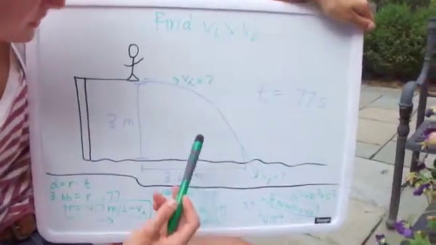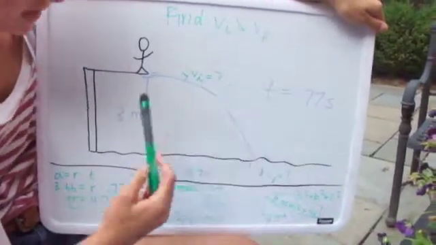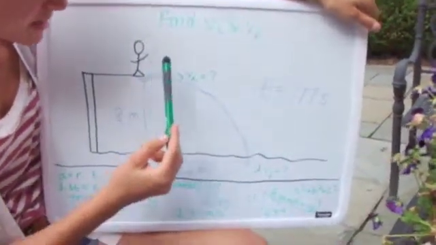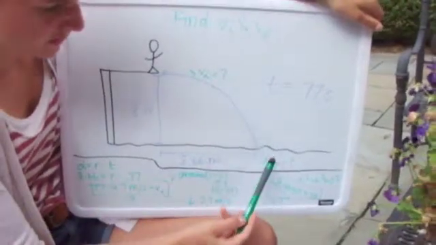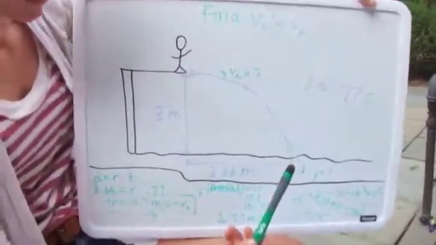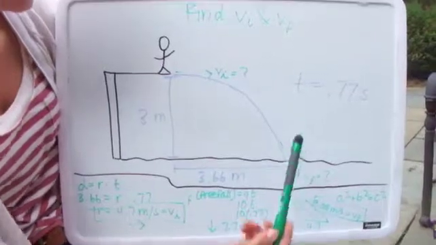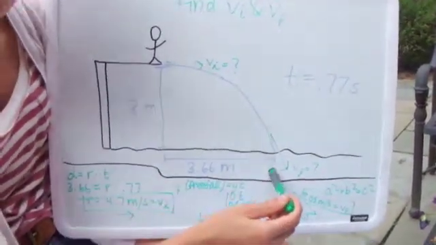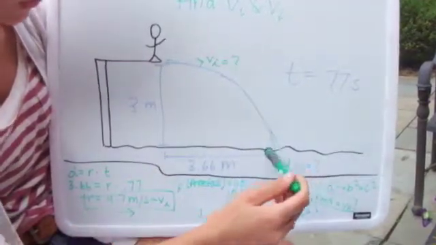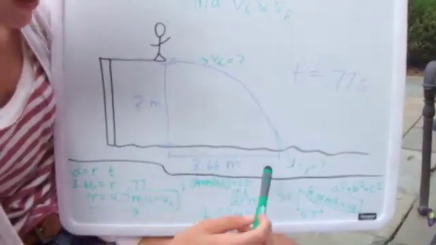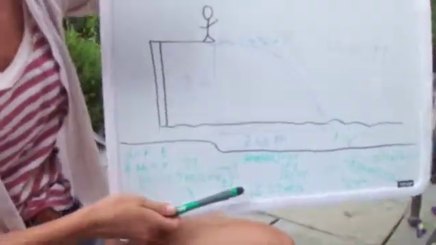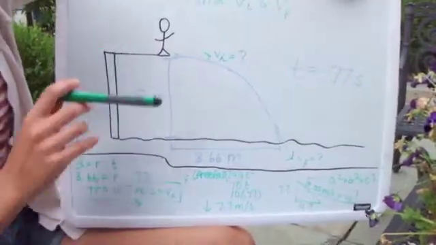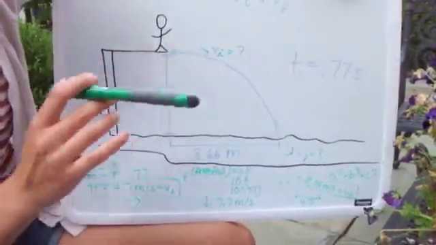Okay, so this one is me running off of the high dive. So here we're going to try to find the initial velocity and the final velocity. Using our calculations from the other ones, the time on this is 0.77 seconds. At the pool, we measured the distance that I entered the water, and that was 3.66 meters. So using that, we can use distance equals rate times time to figure out our initial velocity and our horizontal velocity.